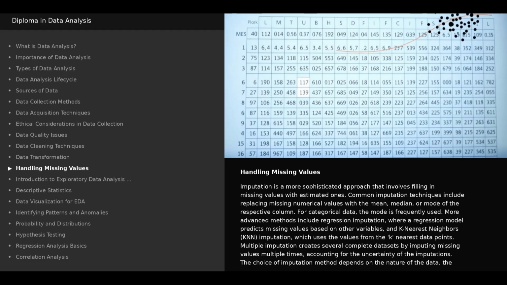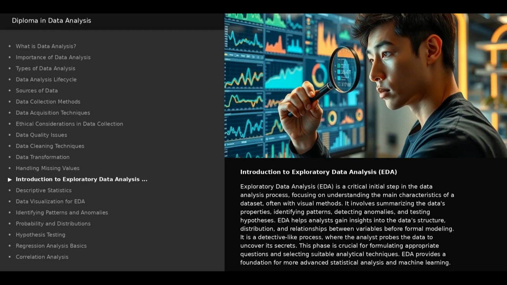Introduction to Exploratory Data Analysis (EDA). Exploratory data analysis (EDA) is a critical initial step in the data analysis process, focusing on understanding the main characteristics of a dataset, often with visual methods. It involves summarizing the data's properties, identifying patterns, detecting anomalies, and testing hypotheses. EDA helps analysts gain insights into the data's structure, distribution, and relationships between variables before formal modeling.